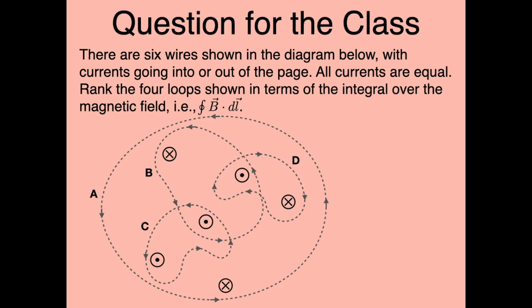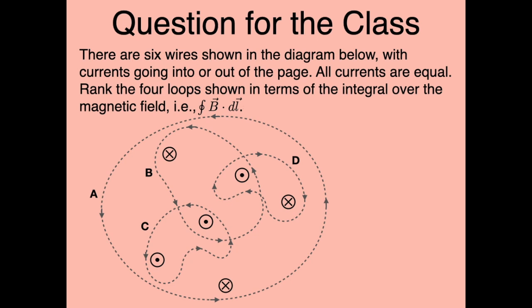What we're going to do is rank the 4 loops, A, B, C, and D, that you see, in terms of the integral of the magnetic field, that's B dot dl. Which one has the biggest integral for B dot dl? Which one has the smallest? Let's rank them in terms of that integral. At this point, pause the video, see if you can work this out, and then we'll go through the solution.